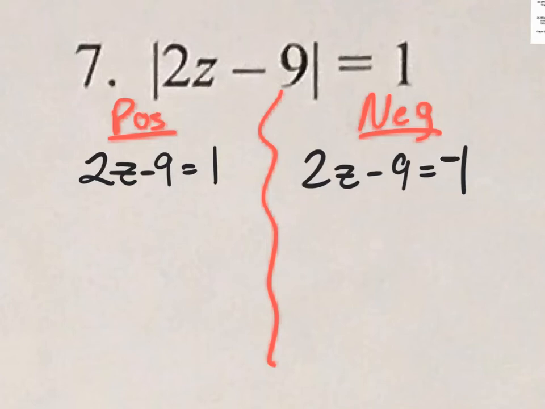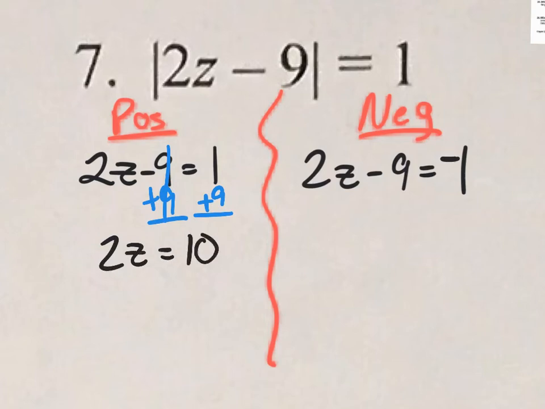Now we need to solve both. So let's focus in on the positive situation first. You're going to add 9 to start getting rid of everything. That cancels, or it becomes 0. And then we have 2z equals 10. So my final step will be to divide by 2, and you'll have z equals 5.